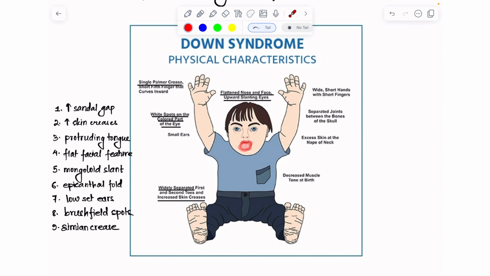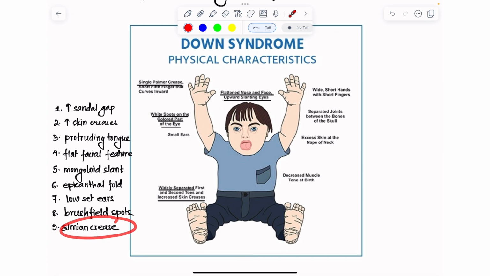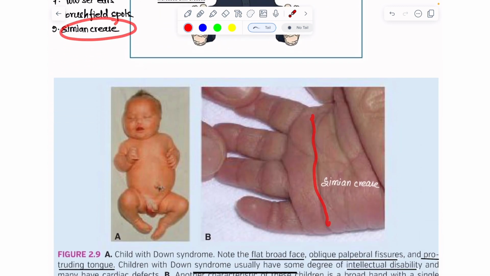The tongue is protruding outside, and the child has a flattened facial feature. There is mongoloid slant of the eye, presence of epicanthal fold, ears placed lower than their normal position or low set ears, Brushfield spot. So there's your eye, this is the pupil, and here's the colored part of the eye called iris. On the colored part of the eye or the iris, white spots are present, and these white spots are called Brushfield spots. And then a single transverse crease is present on the palm of the hand. This is called simian crease. You can see the simian crease right here as well.